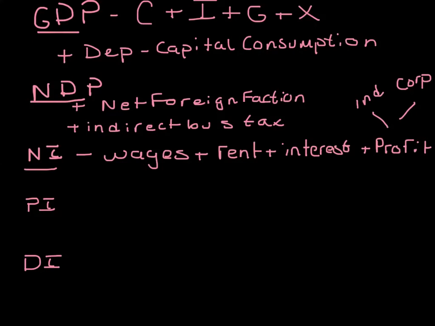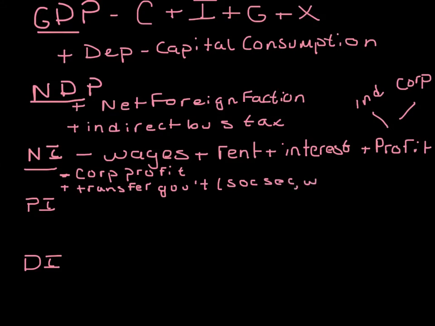Now, remember, the difference between NI and PI. Number one, we're going down, so we need to subtract out corporate profit. Corporate profit is not included because PI is personal income. Now, we need to add what we call transfer payments. Remember, transfer payments are payments by the government given to people for doing nothing. Transfer payments like Social Security, welfare, unemployment. Could be money to the vets that served in past wars. All that would be an example of transfer payments.